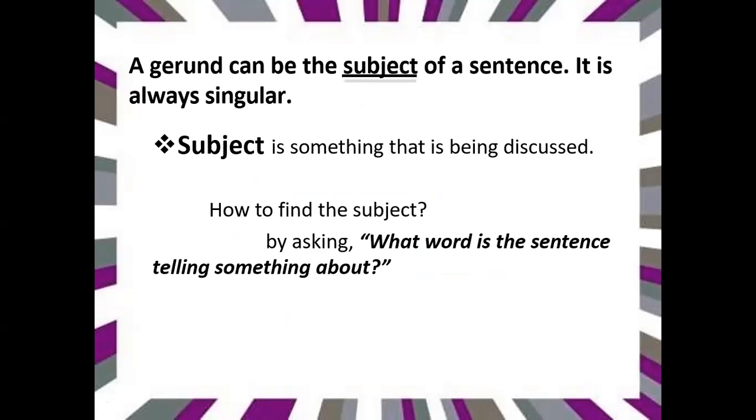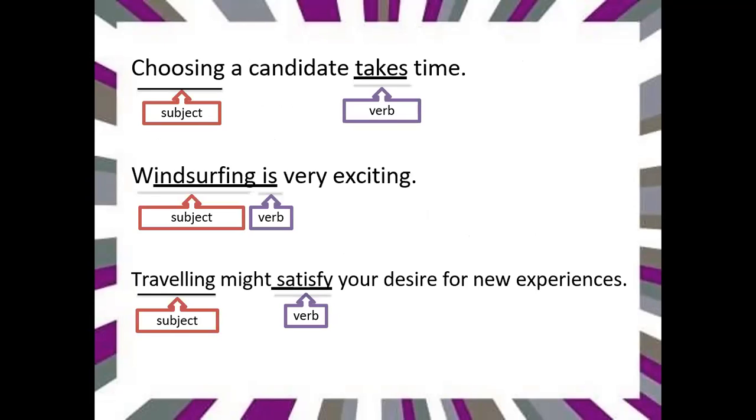For example, a gerund can be the subject of a sentence. It is always singular. El gerund puede ser el sujeto de una oración y siempre va a ser singular. Subject is something that is being discussed. How to find the subject? ¿Y cómo encontramos el sujeto? By asking, what word is the sentence telling something about? ¿Qué palabra es la que me está diciendo algo? ¿Sí? En otras palabras, en español, ¿se recuerdan quién es el sujeto? El sujeto es de quien hablamos.